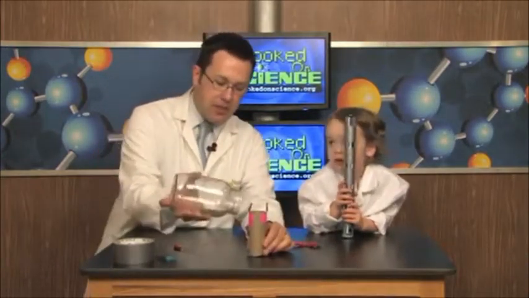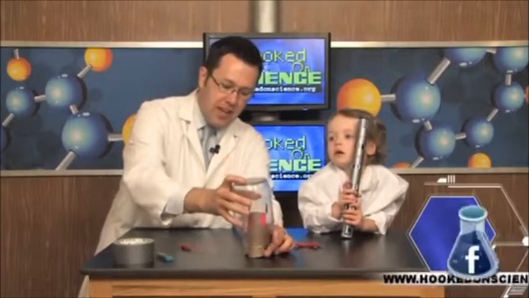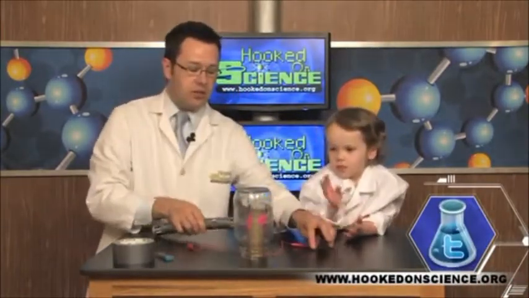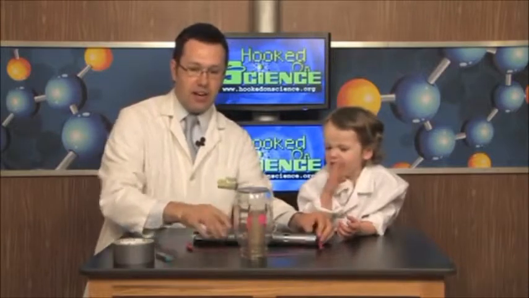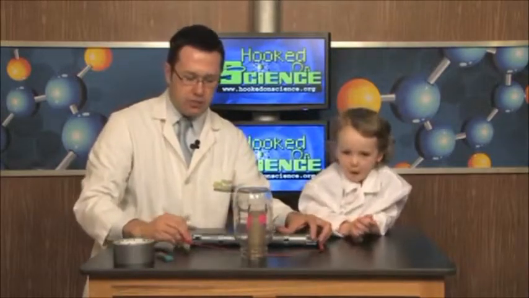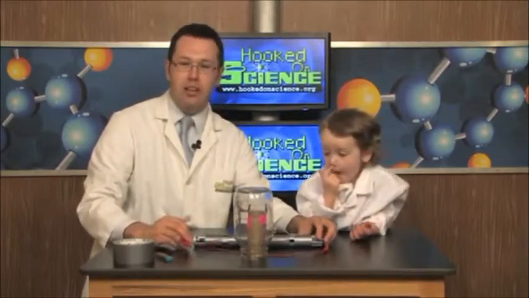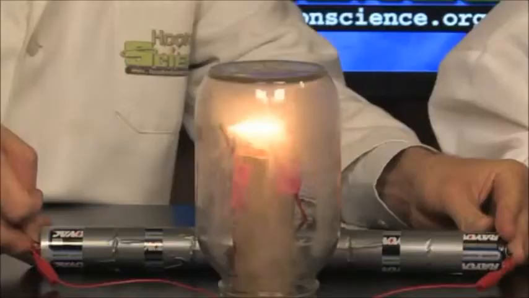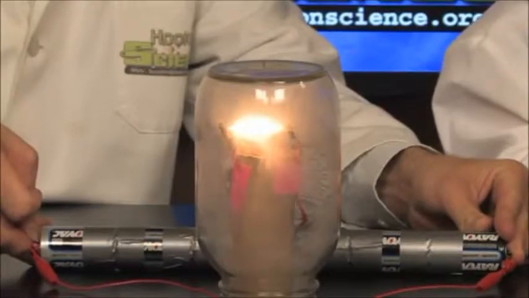Next, what I'm going to do is put this jar on top of it, and then I'm going to create a closed circuit. Once I close the circuit, the graphite should start to glow. It's already smoking just a little bit from when we did it a little bit earlier. You don't like that smell, do you, Maddie? Let's close the circuit here and see what happens. There's our homemade light bulb.